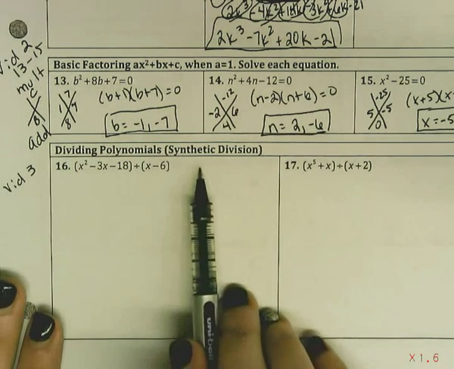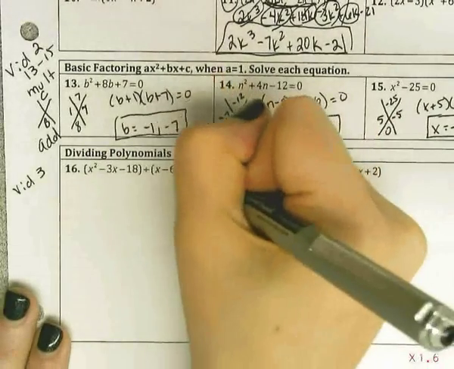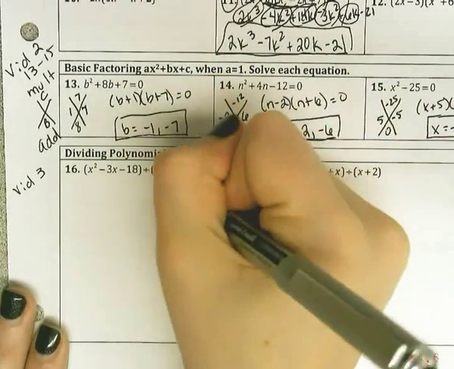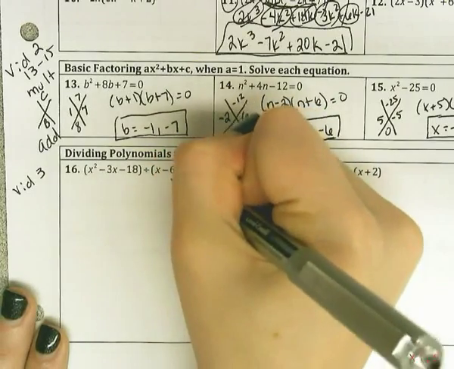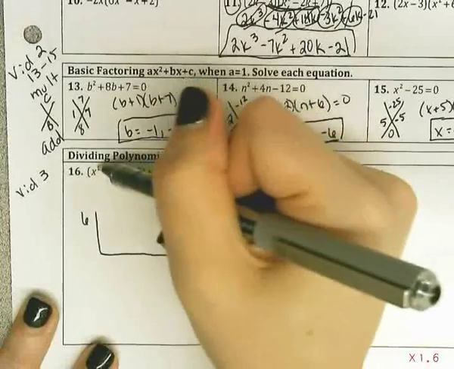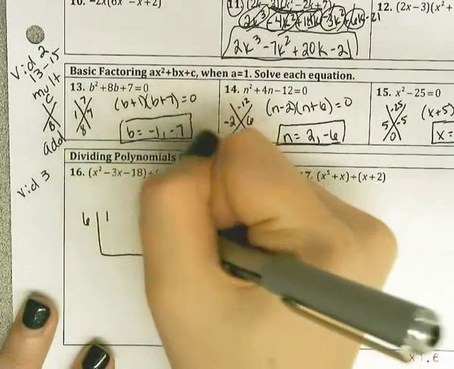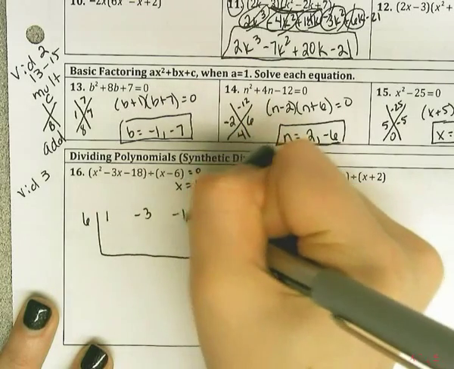Now we're going to use synthetic division to divide these polynomials. So I'm going to start by setting what we're dividing by equal to 0. And so x equals 6. Remember, we draw the big L and we put 6 on the outside. And then this one isn't missing anything. We have x squared, x, and a number. So we just bring those down. 1, negative 3, negative 18.